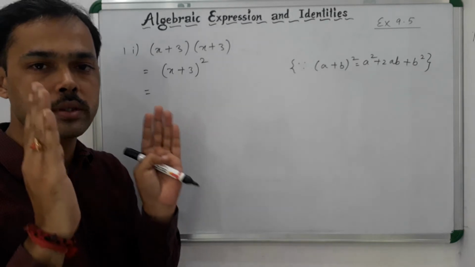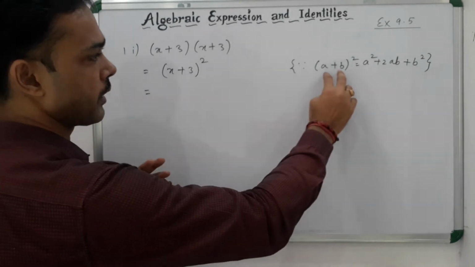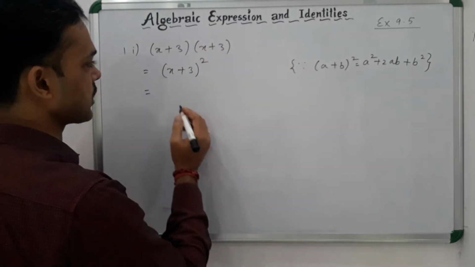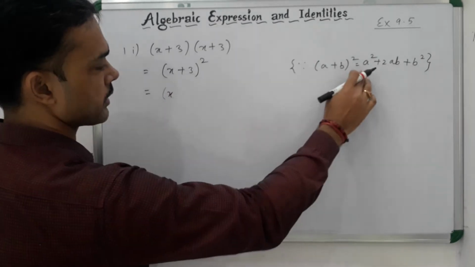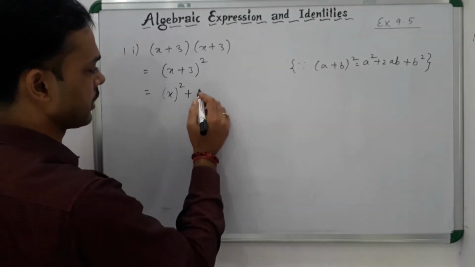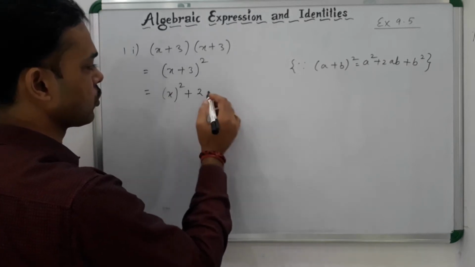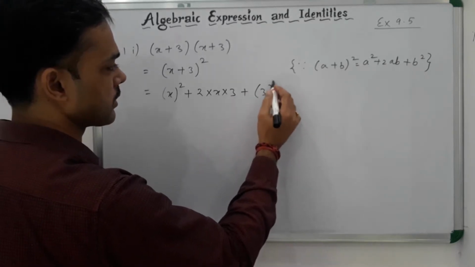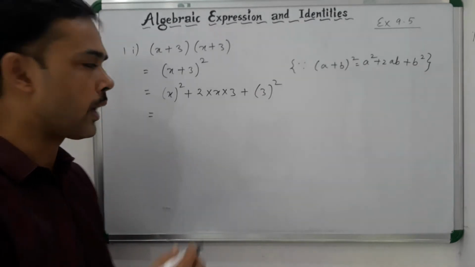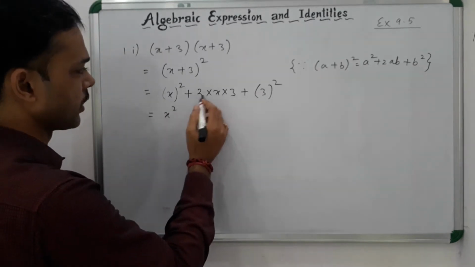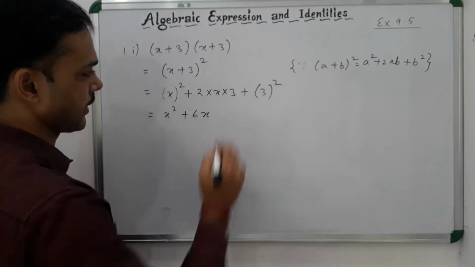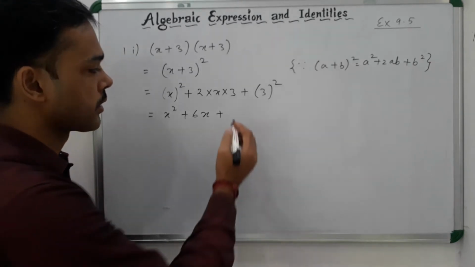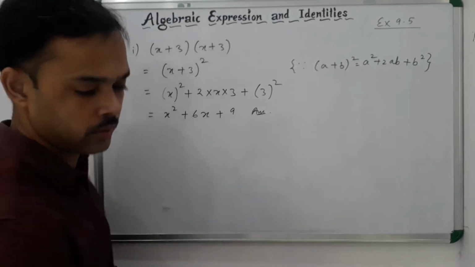So we will substitute this x and 3 as a and b. At place of a we will write x, so a square means x square, plus 2ab means 2 into x into 3, plus b square means 3 square. x square will be this, 2 into 3 is 6, into x is 6x, plus 3 square will be 9, as you know that 3 into 3 is 9. So this will be your answer for the first part.